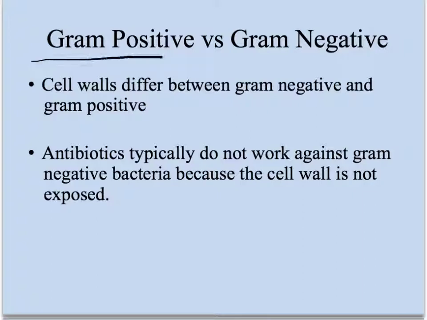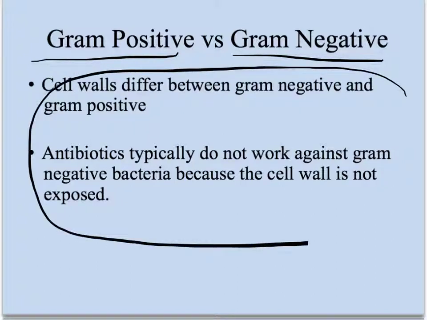So gram-positive versus gram-negative. Gram-positive have a lot of peptidoglycan in their cell walls. Gram-negative bacteria have a little bit of peptidoglycan in their walls. So gram-positive stain purple, gram-negative stain pink. What I want you to gather from this slide is that cell walls differ between gram-negative and gram-positive. Therefore, the way antibiotics interact with these bacteria is going to be different.